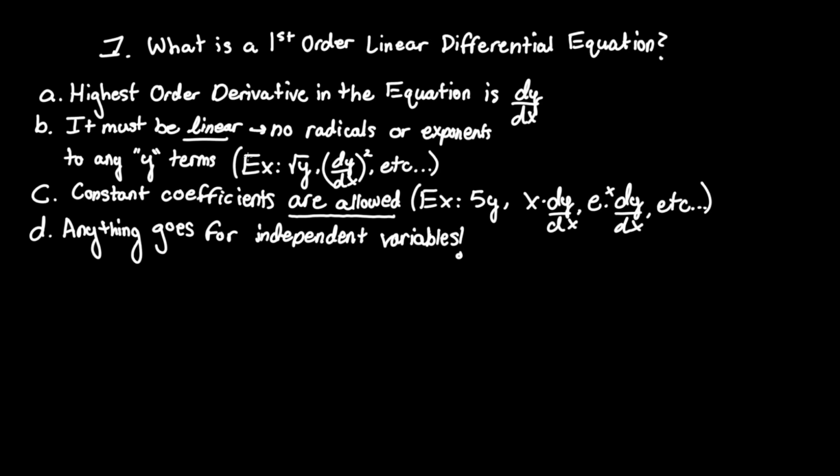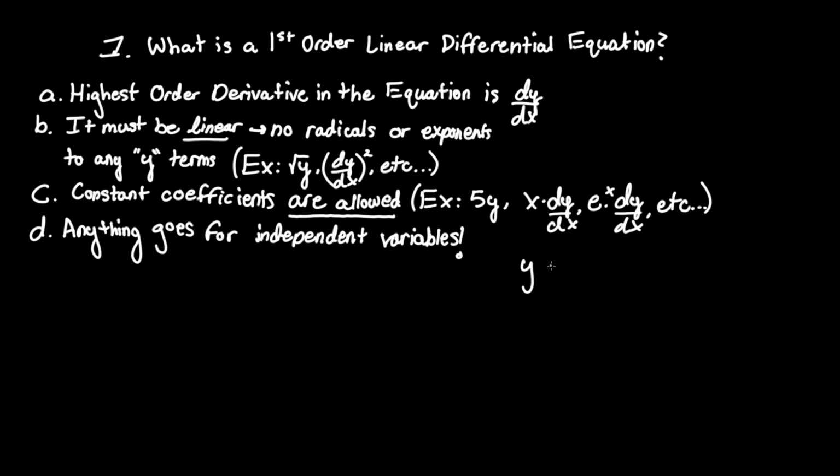By y terms I mean just any dependent variable, meaning you don't take the radical of the dependent variable y, you don't square the entire derivative term, or have any sort of funny business with the dependent variable apart from its original form. Constant coefficients are allowed, so essentially you can have stuff in front of the dependent variable as well as its derivative, as long as it's not a function of the dependent variable, meaning you can't have, like, y squared times y, for instance.